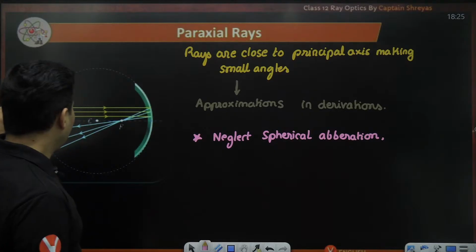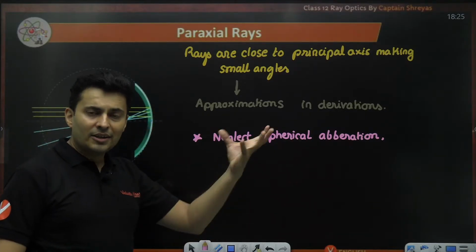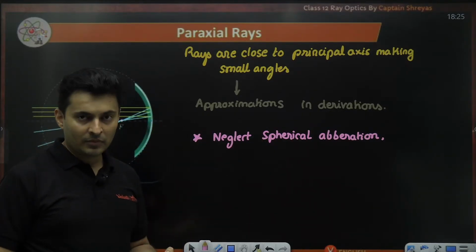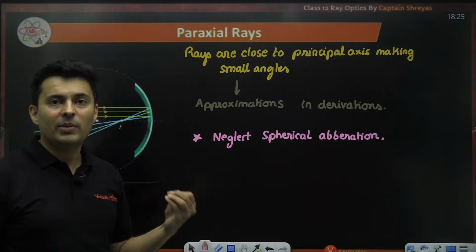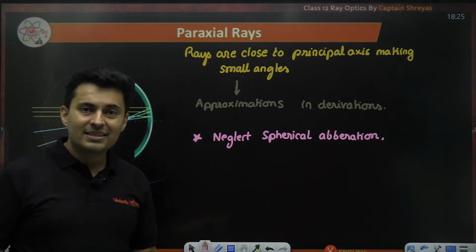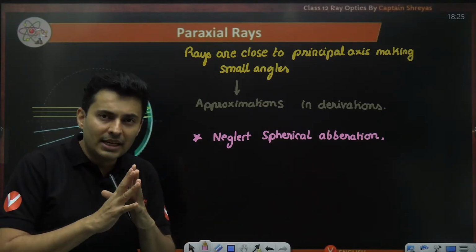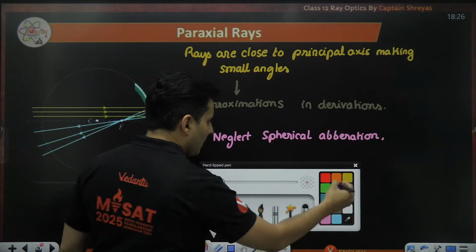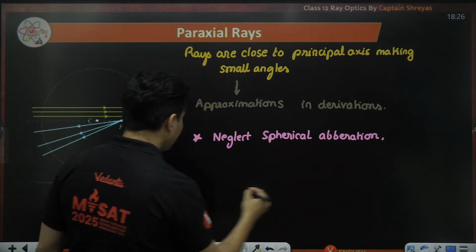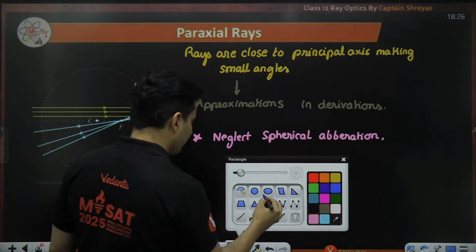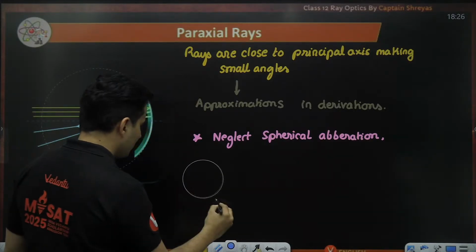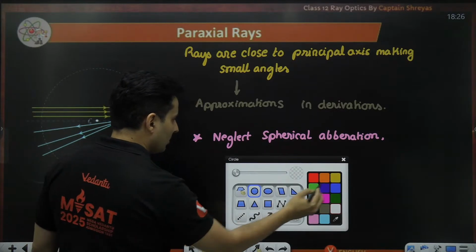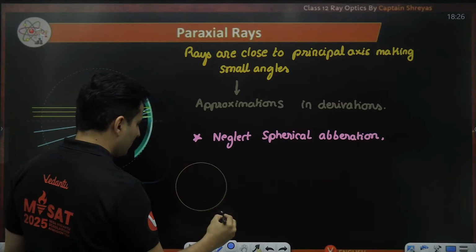If there is a parallel beam of light, the rays should meet at a point. But that doesn't really happen in a spherical mirror. You will see that the rays actually meet at multiple points. Let me explain how. Say, for example, this is a sphere.